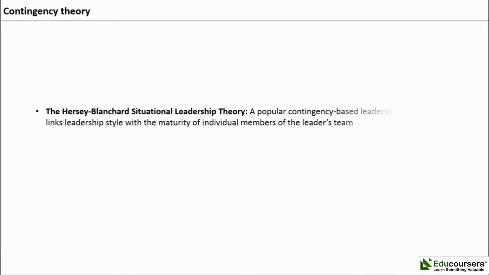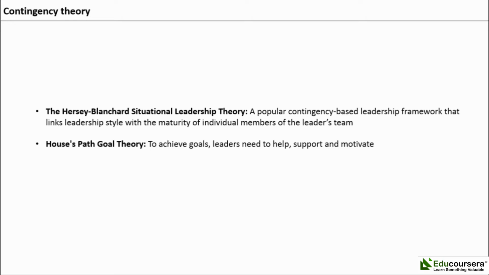Contingency-based models include: 1. The Hersey-Blanchard Situational Leadership Theory. This is a popular contingency-based leadership framework which links leadership style with the maturity of individual members of the leader's team. House's Path-Goal Theory. Psychologist Robert House developed the path-goal theory in 1971 and then redefined and updated it in a 1996 article in the Leadership Quarterly. It states that to achieve goals, leaders need to help, support, and motivate.